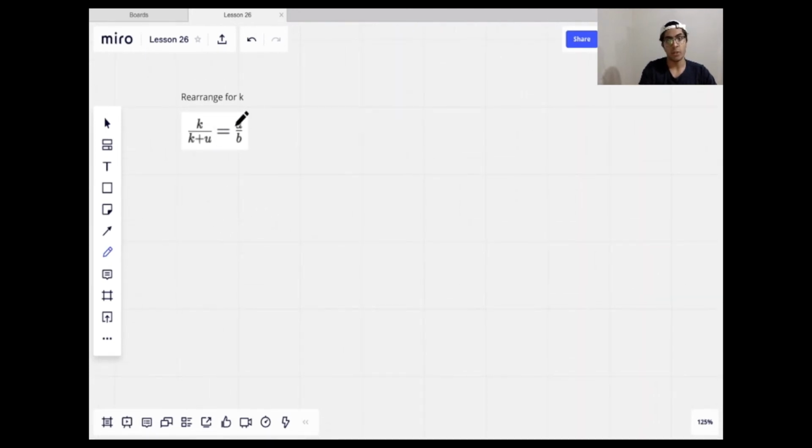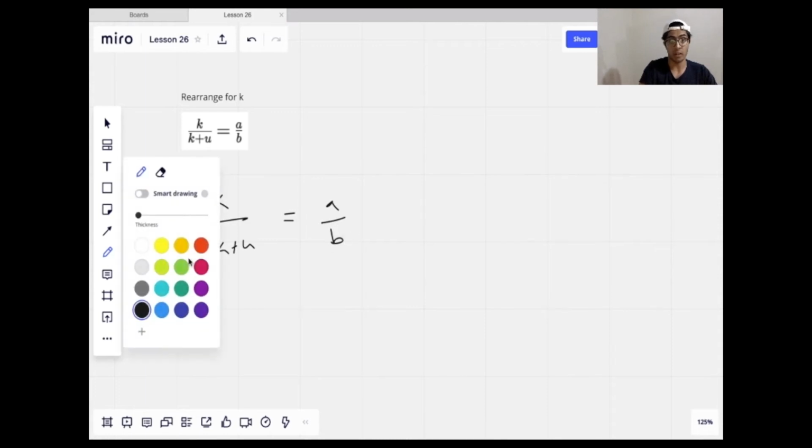So rearrange for k. So we want k to be the subject. Okay, so in this case, it's not too obvious how we can get k on its own because there's a k at the top and the bottom. So when I see something like this, my first instinct is just to get rid of the denominators by multiplying everything out. So if I multiply both sides by k plus u, let me write the equation out.